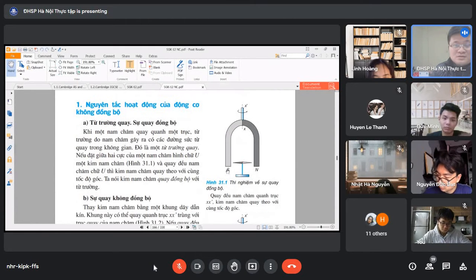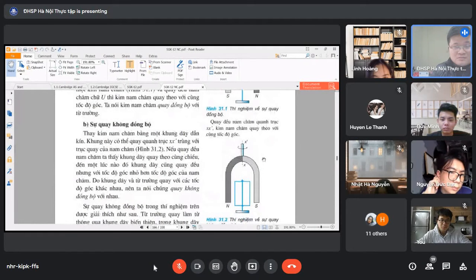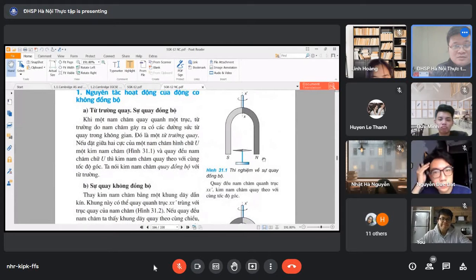So in the figures, there are models to explain how we can rotate something. In this case, we make use of magnetic force.